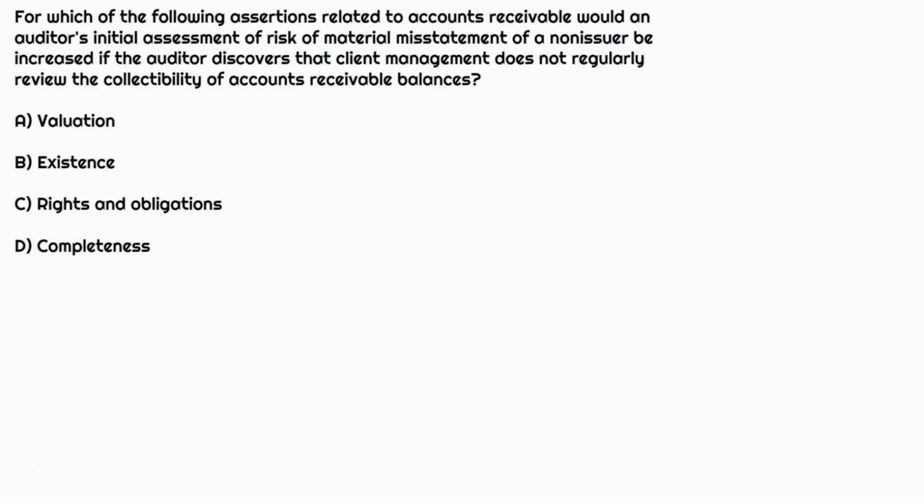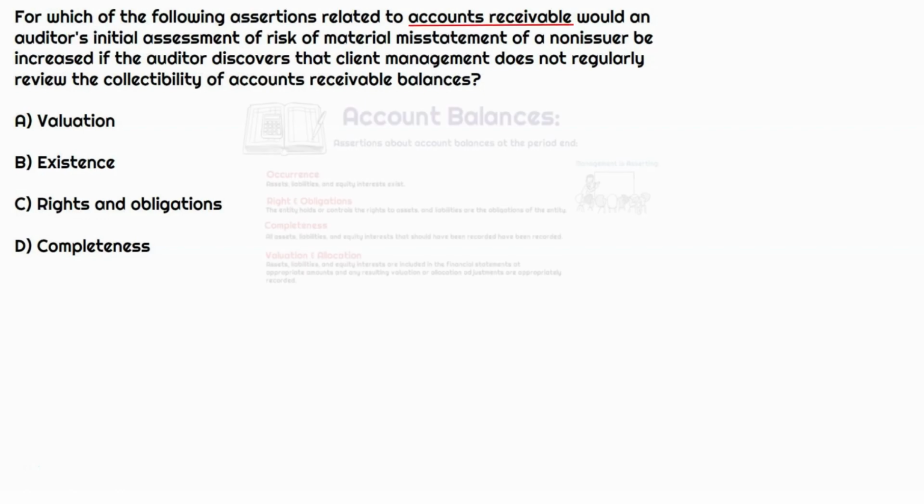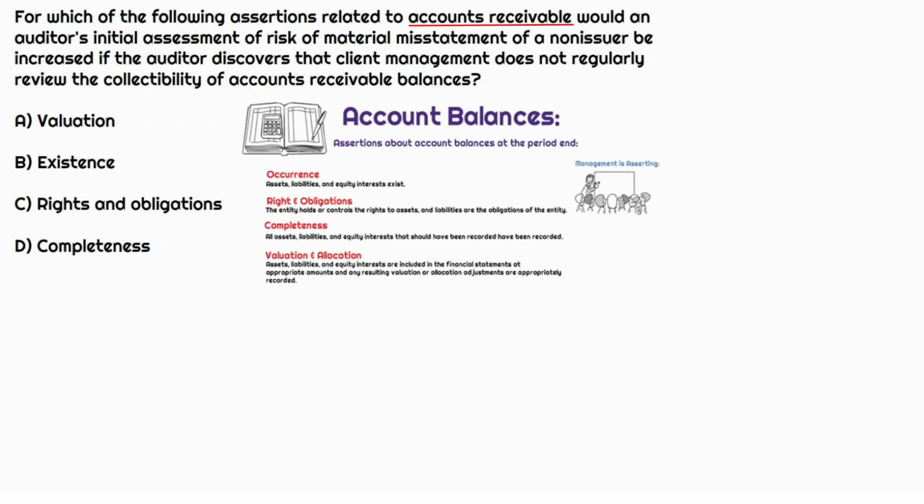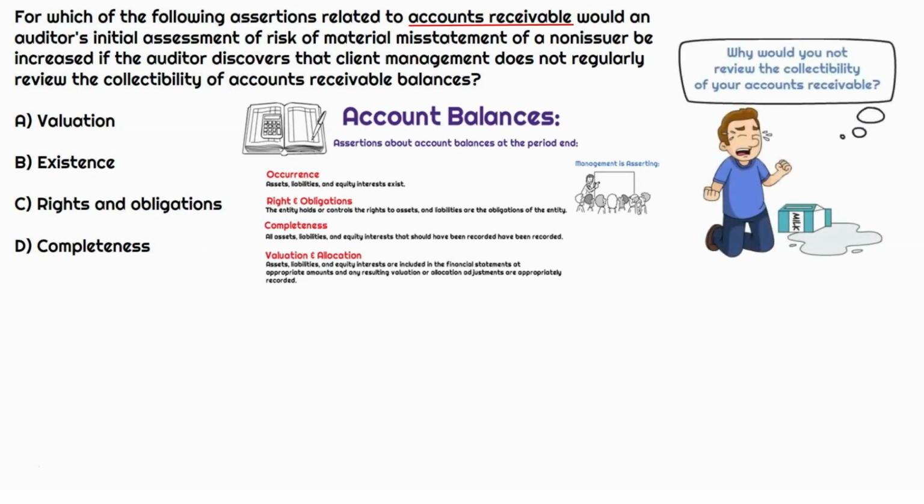So the first thing we need to think about is what type of account is being addressed, right? And then we think about what category of assertions this question relates to. Since it's talking about accounts receivable, that's a balance sheet account. So we're going to be talking about the account balance category of assertions. Now, as we move on, the audit team basically decides it's a bit of an issue that the client doesn't review the collectability of their accounts receivable balances. So what does that mean?